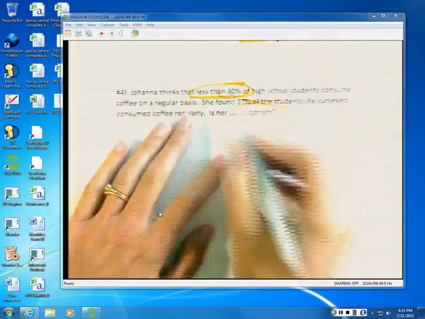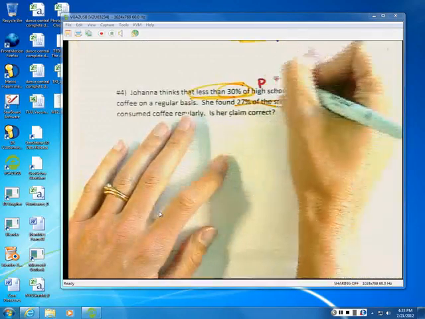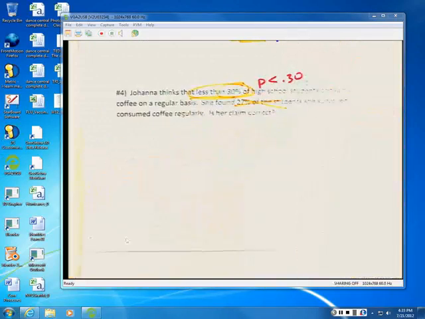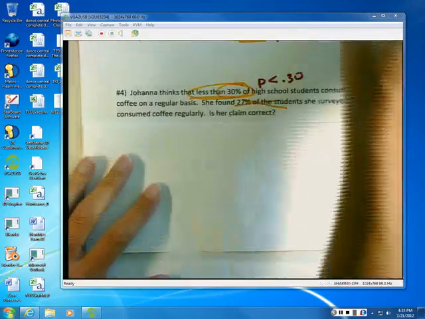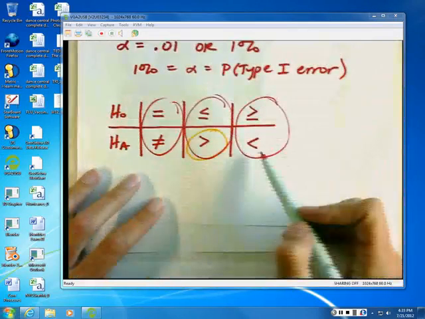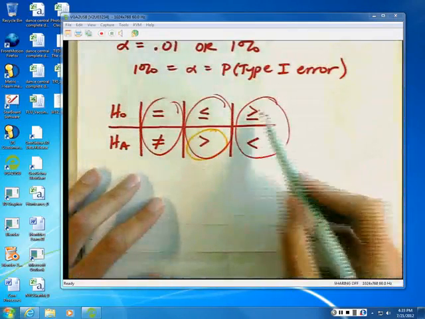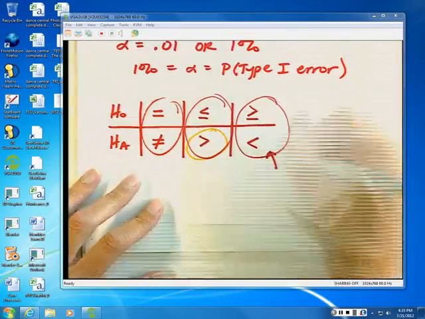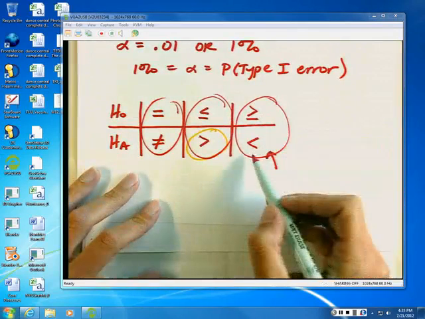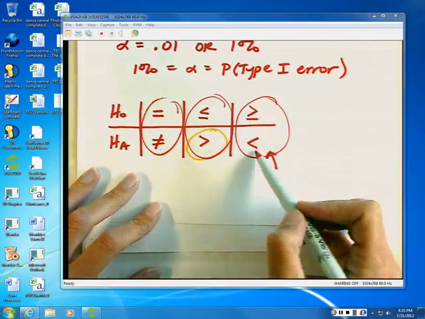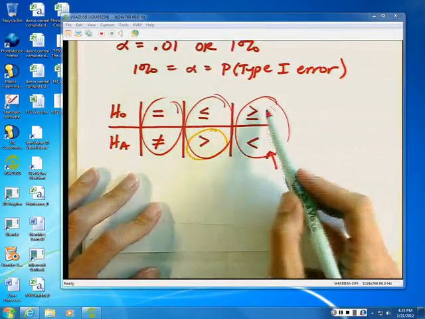Okay, less than 30%, let's see, these are percentages. So P is less than 30% or 0.30. I look up at my chart. These all just happen to be alternative hypotheses, but it could be a null. But this one is the less than, which is right here. So that falls into my alternative. So automatically the null hypothesis is the opposite symbol, which is greater than or equal to. So this will be my alternative. This will be my null hypothesis.